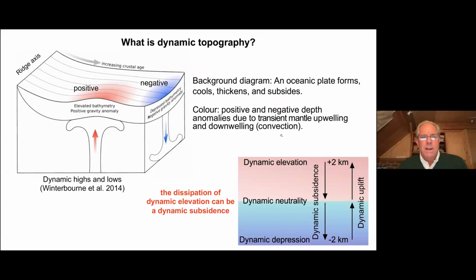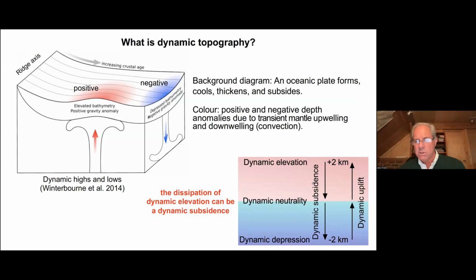Okay. Right, so what's dynamic topography? I think everybody here probably knows, but here is an oceanic plate forming, cooling, thickening, and subsiding, and superimposed in color are areas of positive and negative dynamic topography. These overlie zones of upwelling mantle or downwelling mantle, and it's a real force. And I hope you can appreciate that if we removed this force, then this area here would collapse or subside, and that would also be a dynamic subsidence. So the removal of an added force is also a dynamic subsidence, and that's a key to this talk.